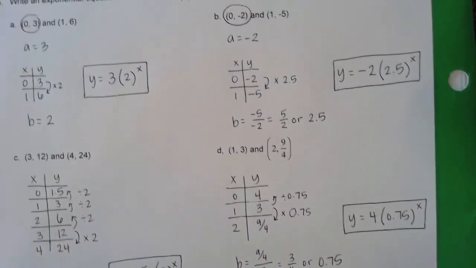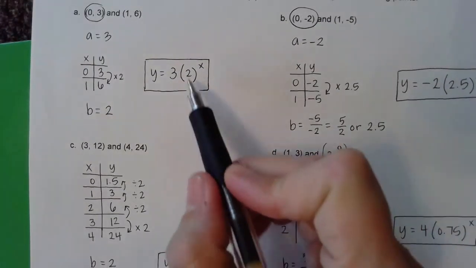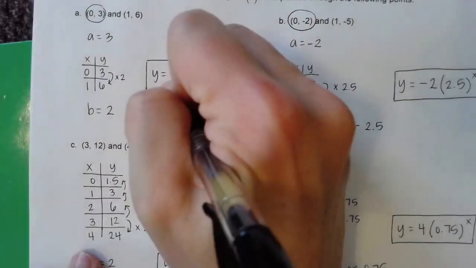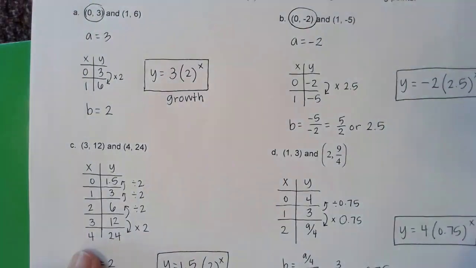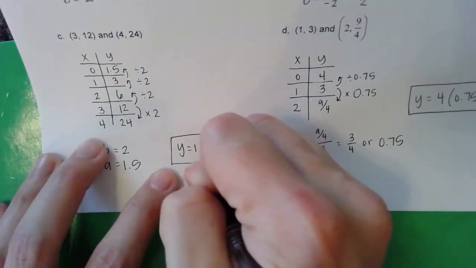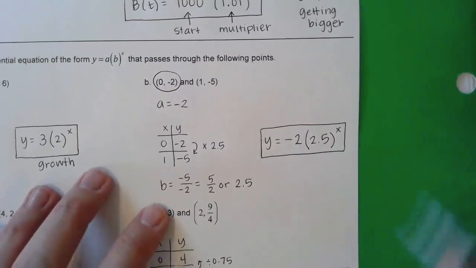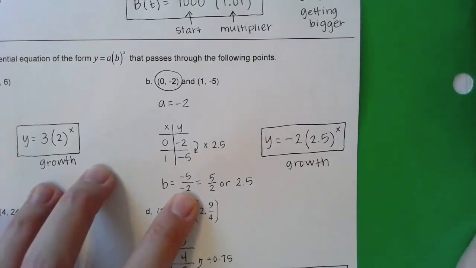To wrap up this section, I just wanted to give you a little preview of how these things work. Remember, you can look inside the parentheses. So this one has a 2 inside the parentheses, which means this later will be an example of exponential growth. Growth just means that it's getting bigger. This one has a 2 inside the parentheses as well, so this one will also be an example of exponential growth, so it's getting bigger. This one has a 2.5 inside the parentheses, so this one will be an example of exponential growth.